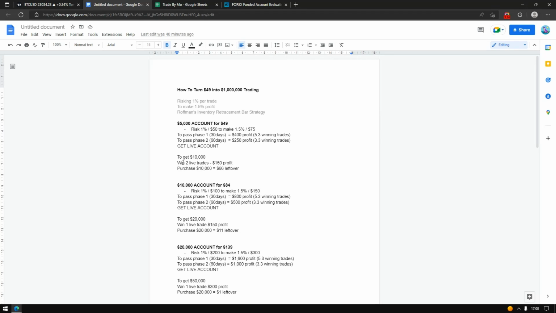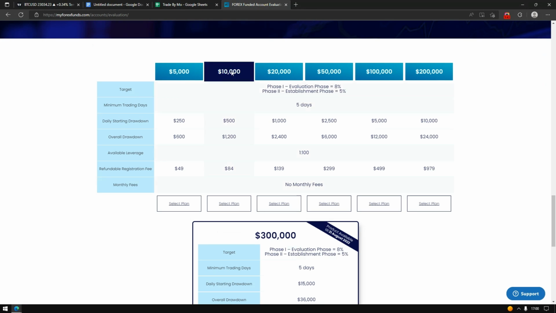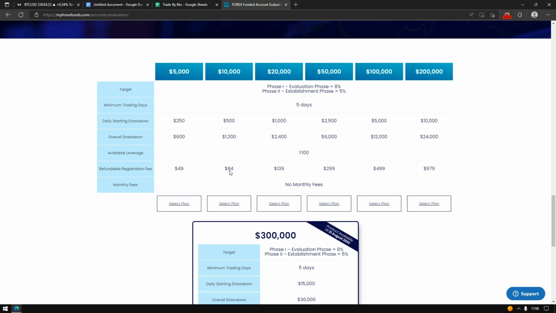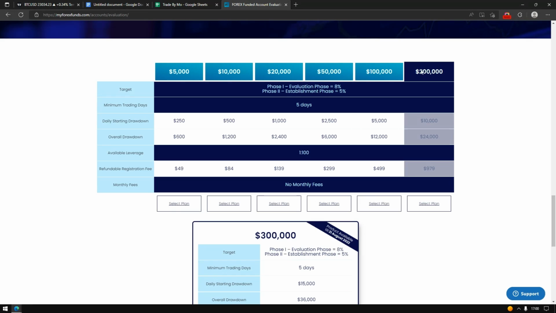All you've got to do on that live account is win 2 trades to get $150 profit, and boom, you've got enough money to purchase the $10,000 account. You see where I'm going here with this? Purchasing the cheapest account, passing phase 1 and 2, buying the 10k account, passing phase 1 and 2, and then with the profits, buy the 20k account, so on and so on. And you can just keep stacking up. And once you've got that 200k account, you won't believe how quick it is to make $1 million.